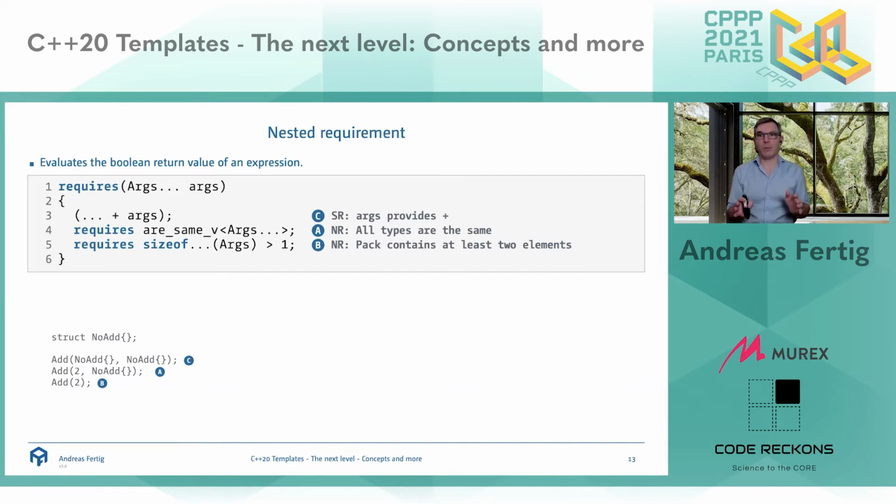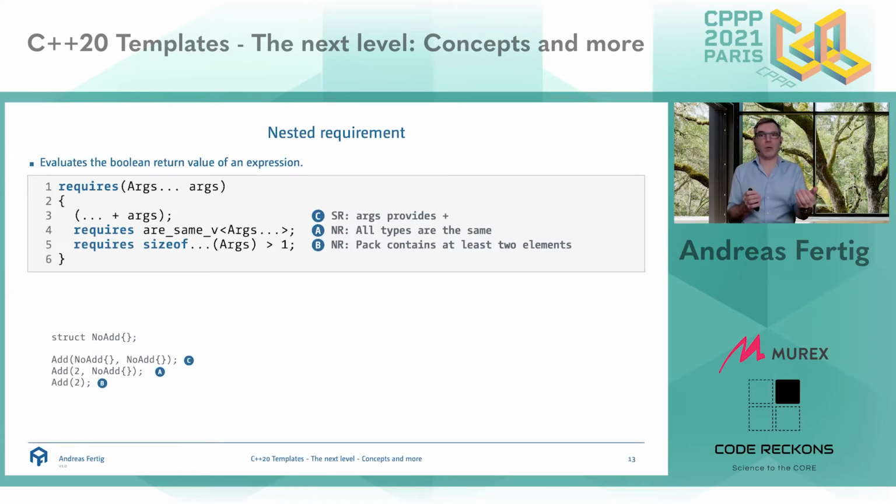All these things happen at compile time. Line number 4 and line number 5 are nested requirements. And the tricky part is that you have to put the requires in front of the expression that follows. So in line number 5, if we look at this sizeof... args greater than 1, this is to check whether my parameter pack has at least 2 or more elements. And without the requires in front, we are looking at a simple requirement.